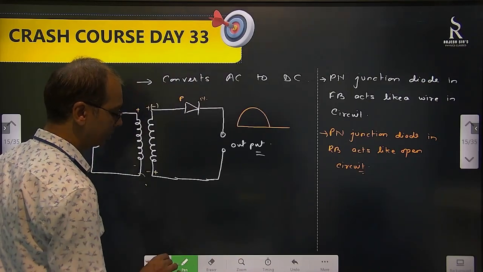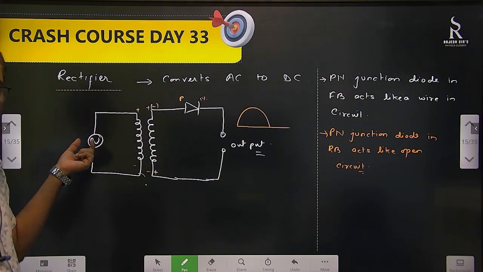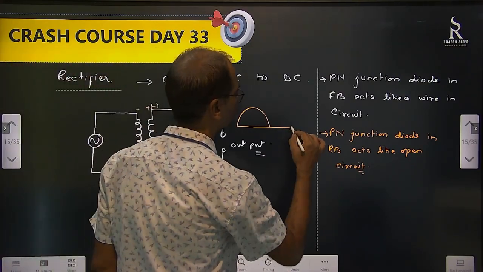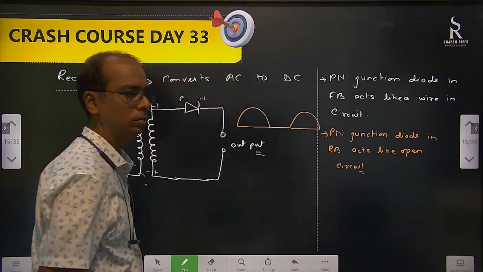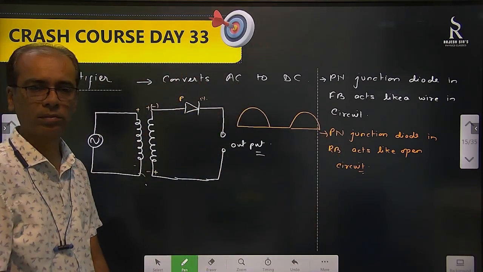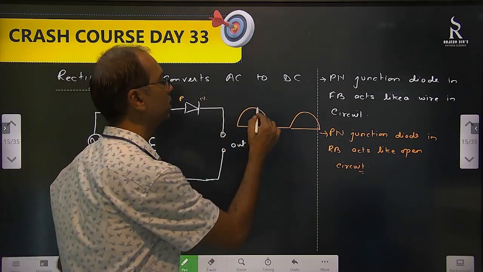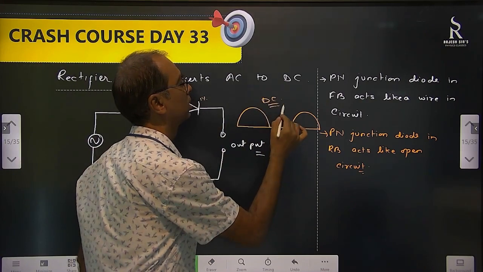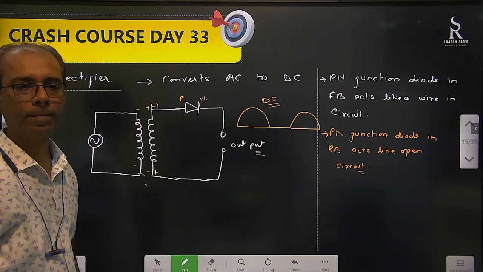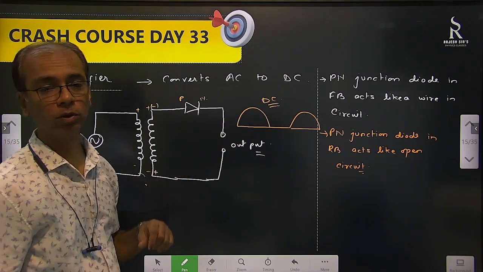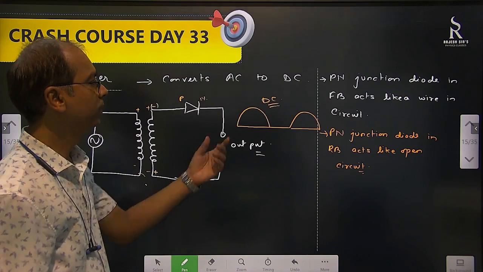Then again, because it's a continuous input, we are going to get something like this. So this is how we are going to get DC. This is DC, but only half of the input is converted. And its average value we already know, 2I naught by pi. We know that. So the average value we know.